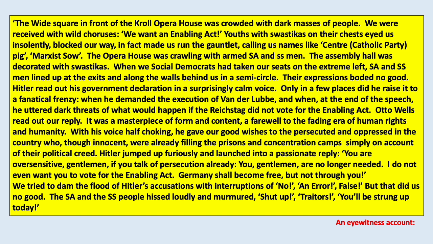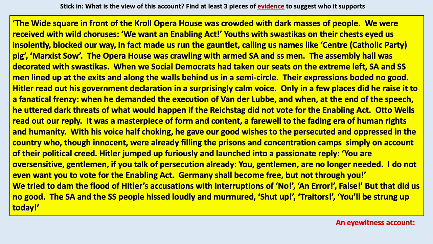Possibly lots of them regretted it. Possibly lots of them didn't want to, but they've got families and children. Who knows what these Nazis are capable of? We've seen what the SA are capable of. So they voted for this. So read the story of what happened on the day. Try and get a sort of mental picture of the event, and then we'll have a little look at the result of the thing, okay?